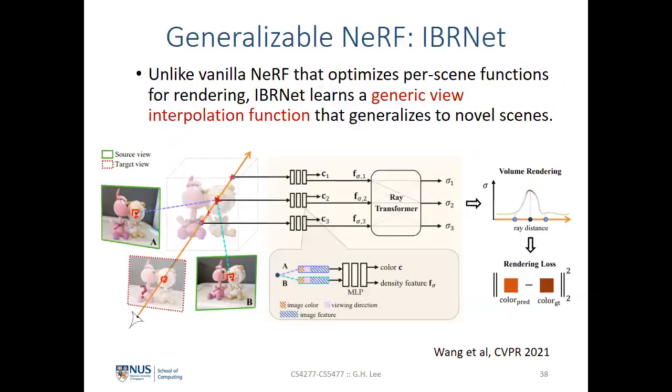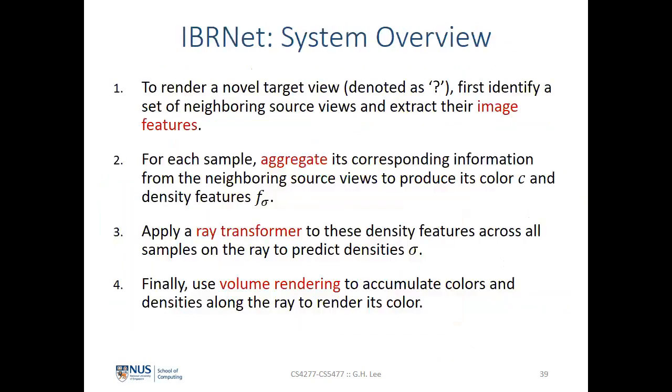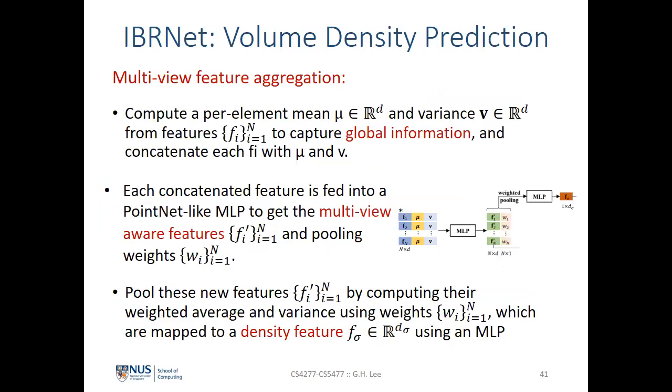So given this source view here, you look at a point, you check all the nearby source views, and then I'm going to collect all the image features here, which I'm going to call F1 to Fn, n source views altogether. And mu here would be the mean of all these features, and V here would be the variance of the feature. So you can easily compute it from a d-dimensional feature vector here.